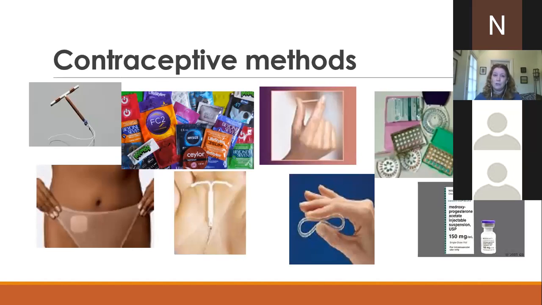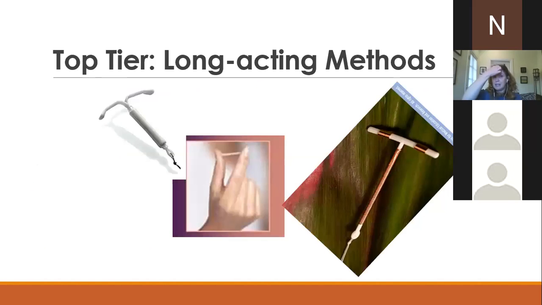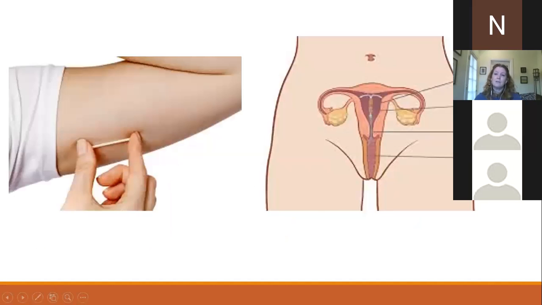So let's take a closer look at some of the methods. So these are different types of IUDs. There are IUDs that have hormone. Here on the left, there are 3 different hormonal IUDs. On the far right is the copper IUD. And then we have an implant, which goes under the skin in your arm. So let's see.